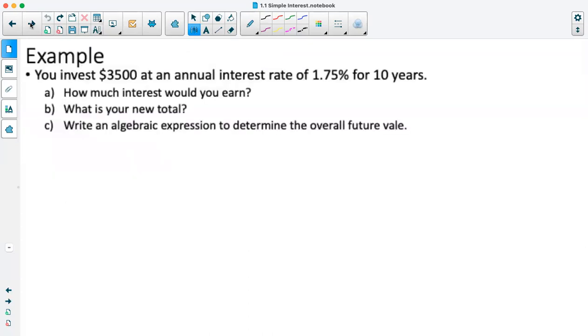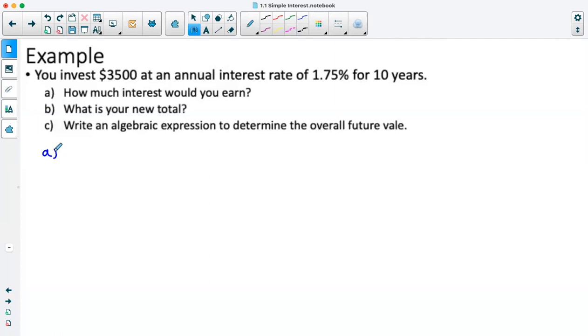Okay, we'll look at our first example. You invest $3,500 at an annual interest rate of 1.75% for 10 years. How much interest would you earn? What is your new total? And write an algebraic expression to determine the overall future value.